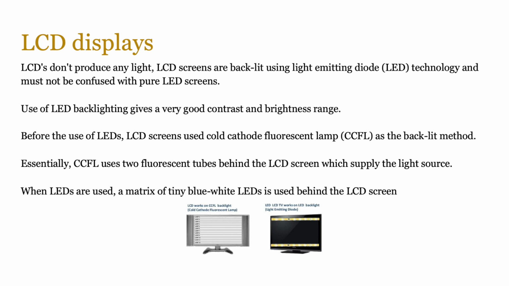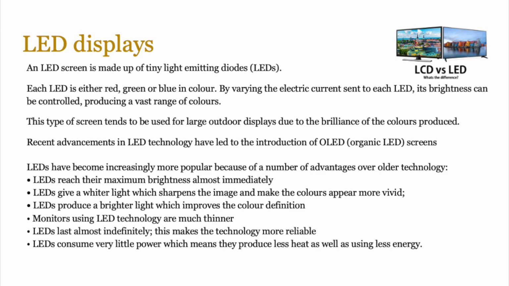And before the use of LEDs, LCD screens used cold cathode fluorescent lamps, CCFL, as backlit lighting, and that meant that the displays were a lot thicker. Think of CCFLs as tube lights, so imagine a strip of tube lights running all the way across behind your screen. That meant localized lighting wasn't possible. When LEDs are used, a matrix of tiny blue-white LEDs are used behind the LCD screen, so we can control individual pixels or zones of pixels instead of just having one whole row of pixels light up. That's enough about LCD displays.